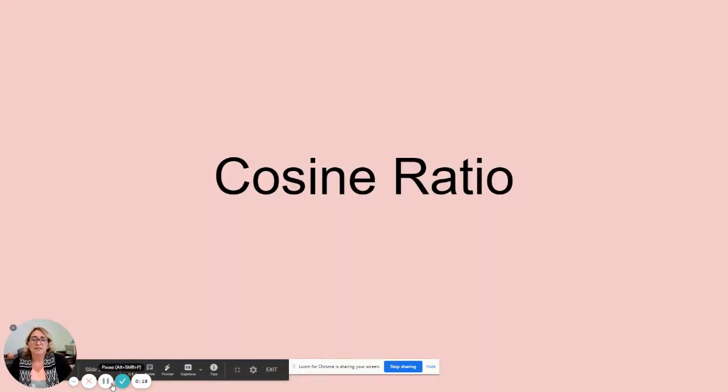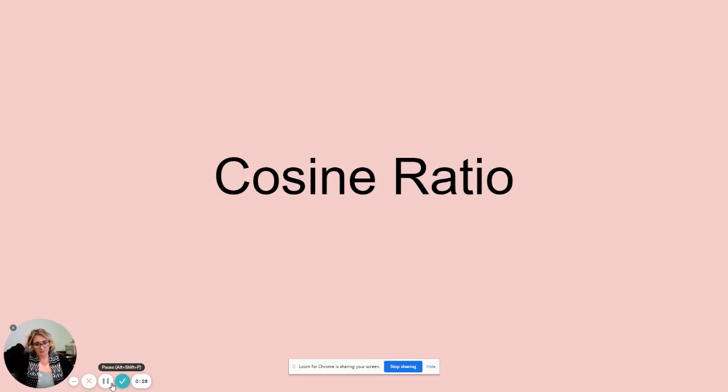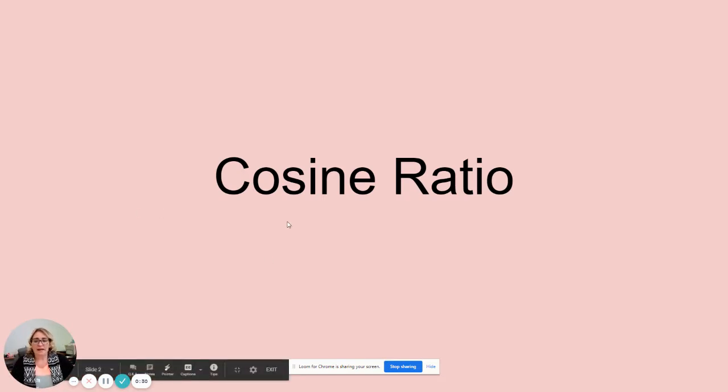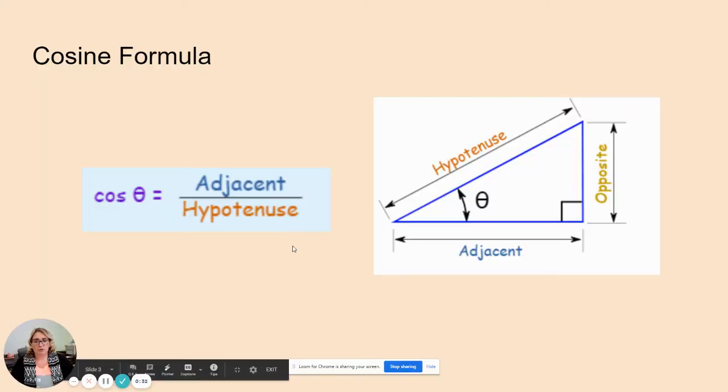Okay, so we have done tangent, we've done sine, and now we're going to do something called cosine. On your calculator, it's just COS, so cos is all you're going to see. It is going to use a similar formula. Now we're going to be using the adjacent over hypotenuse. Notice that tangent was opposite over adjacent, sine is opposite over hypotenuse, and now cosine is our last mixture, which is adjacent over hypotenuse.